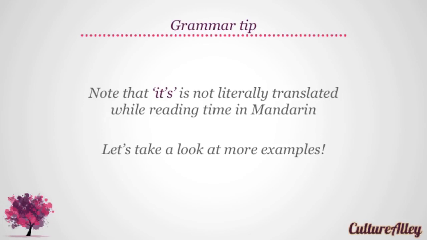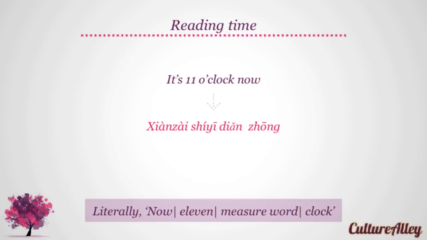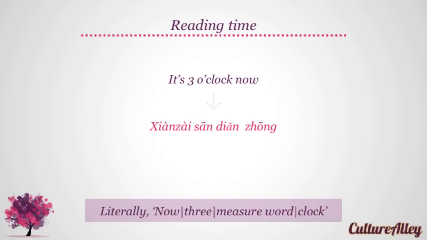Let's take a look at some examples. It's 11 o'clock now translates as 现在11点钟. Can you try and say that? It's 现在11点钟. Very good. Now let's look at it's 3 o'clock now. It's 3 o'clock now is translated as 现在3点钟.